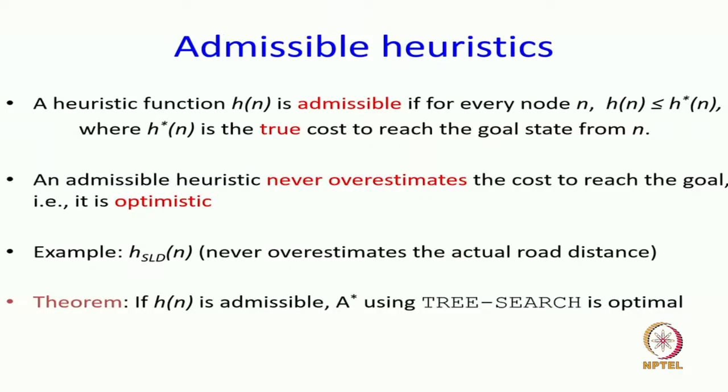And moreover, there is a theorem, and you have to do all proofs, but we will discuss one of them only. If H(n) is admissible, then the tree search version of A star is optimal. Okay. We will prove it soon. But the interesting thing is that if it is the graph search version, then admissibility is not sufficient. It is a necessary condition, but not a sufficient condition. And so, we need to define a new condition to figure out when the graph search version of A star would be optimal, and that condition is called consistency. Okay.